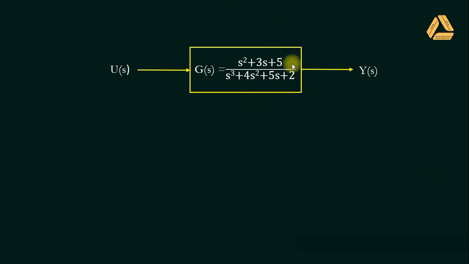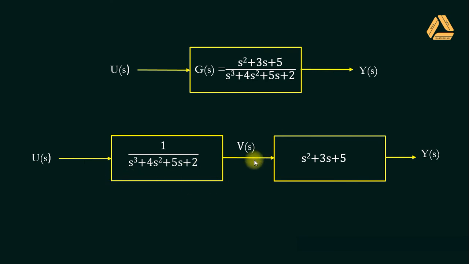So coming to the block diagram, this is the simple block diagram of the given system, and then I'm separating it into two blocks, first involving the denominator term and second involving the numerator term, and the intermediate output function is B of s. As of now, just consider the first block diagram. Here the input is U of s, output is B of s.